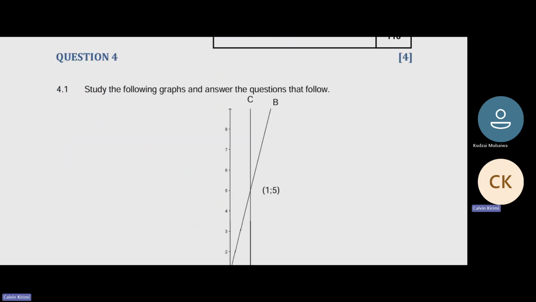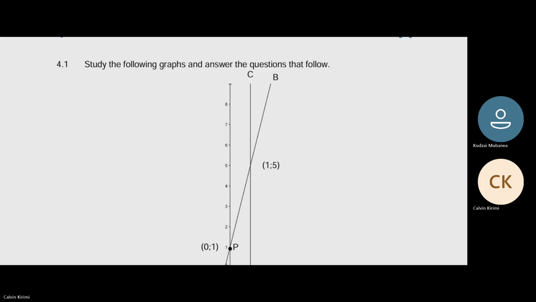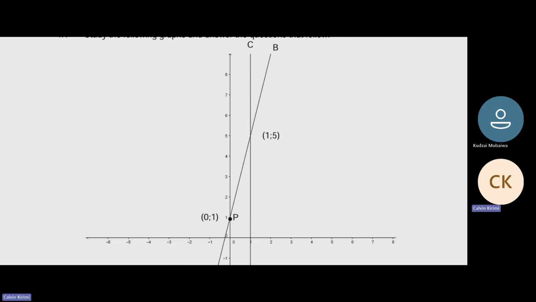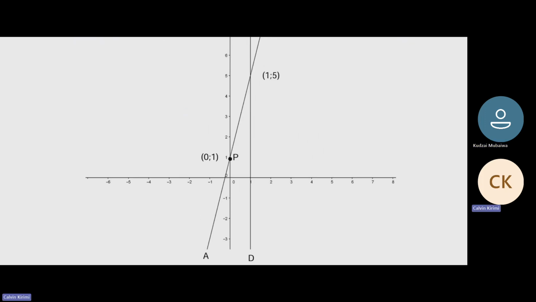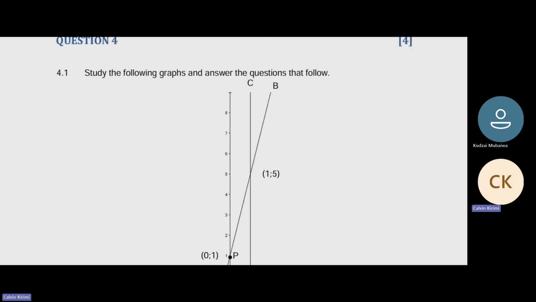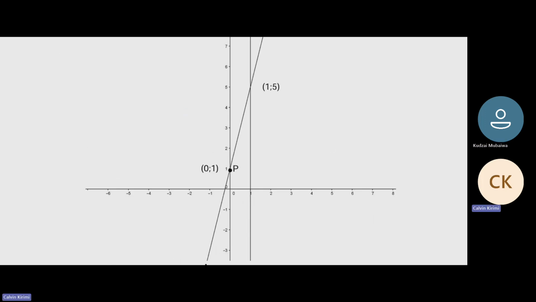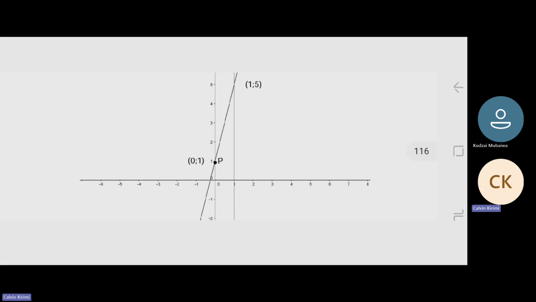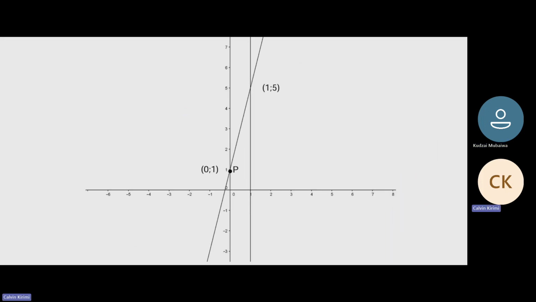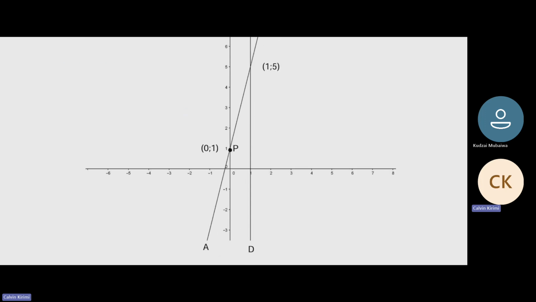Let's go to the next one. Now we are here for the graph. Can you see now this time they did not give you the equation of the line. They only gave you what? Points. Coordinates. Yes. And can you see line C, the line that is going down, cutting the x at number 1? Line CD. So they've given us line CD and line AB.